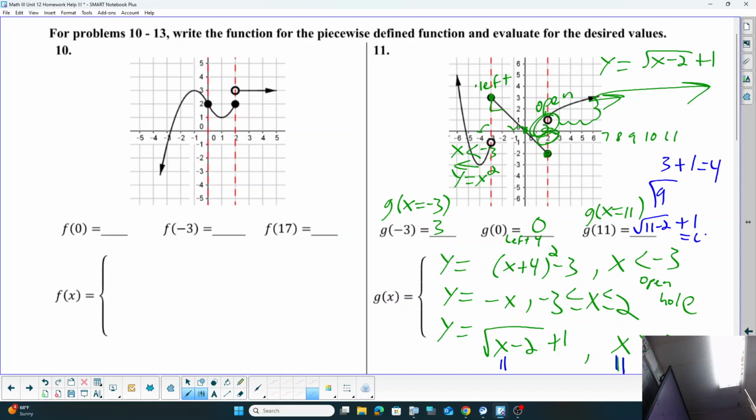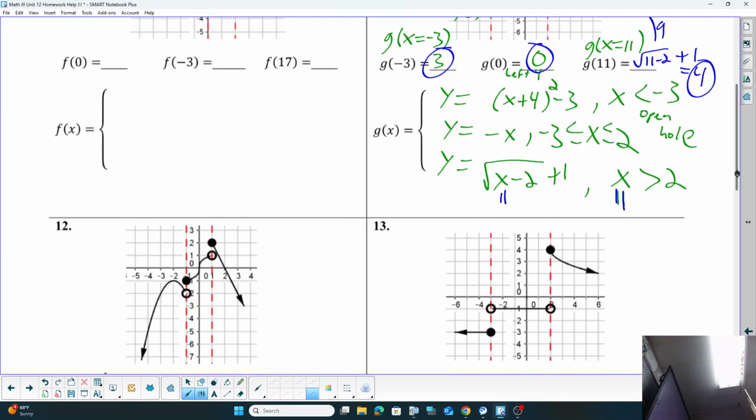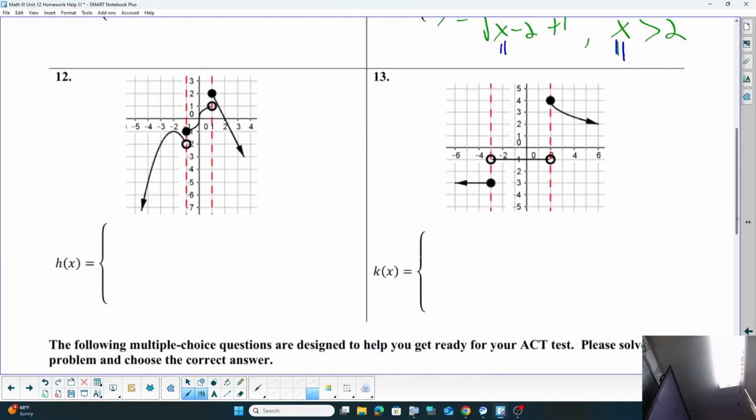So the answer to this guy is 4. The answer to this one is 0. This one is 3. Cool. If you're getting the hang of it, try number 10, try number 12, try number 13. Let's go.